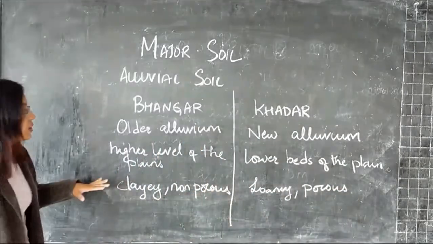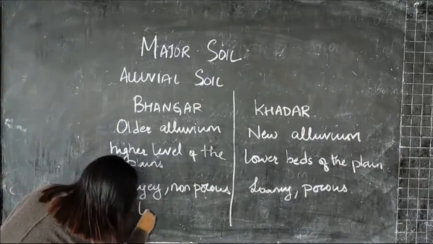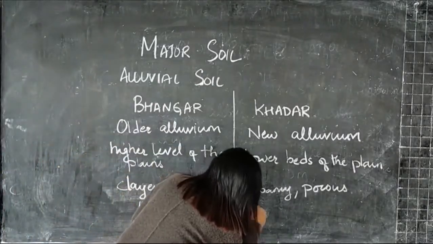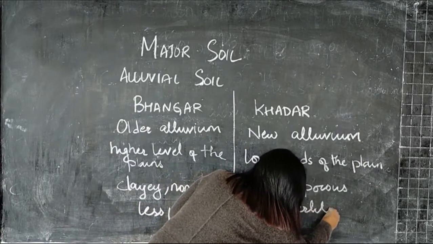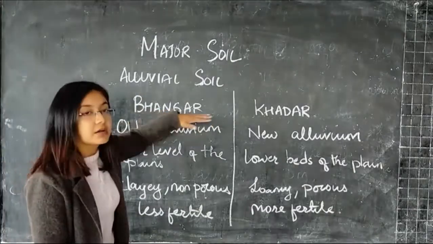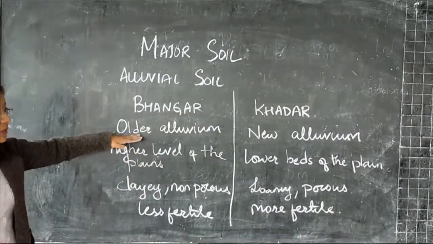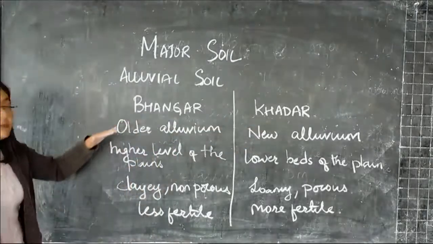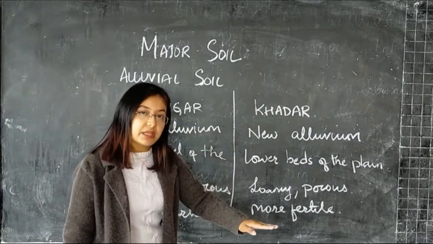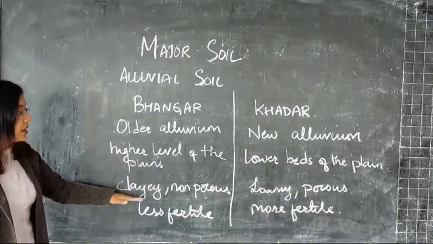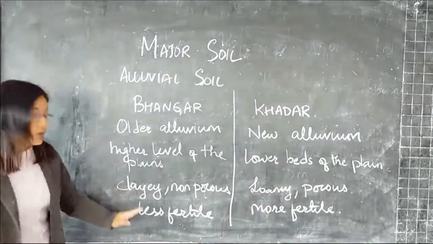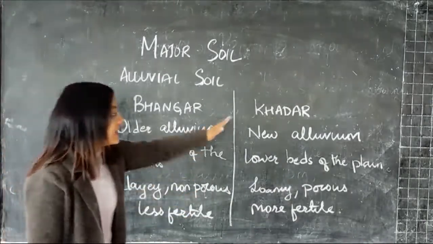Next, bhangar is less fertile, whereas khadar is more fertile. One more time, alluvial soil is basically of two types, bhangar and khadar. Bhangar is the older alluvium, khadar is the newer alluvium. Bhangar is found at the higher level of the plains, whereas khadar is found in the lower beds of the plains. Bhangar is mostly clay and non-porous, whereas khadar is loamy and porous. Lastly, bhangar is less fertile, khadar is more fertile.